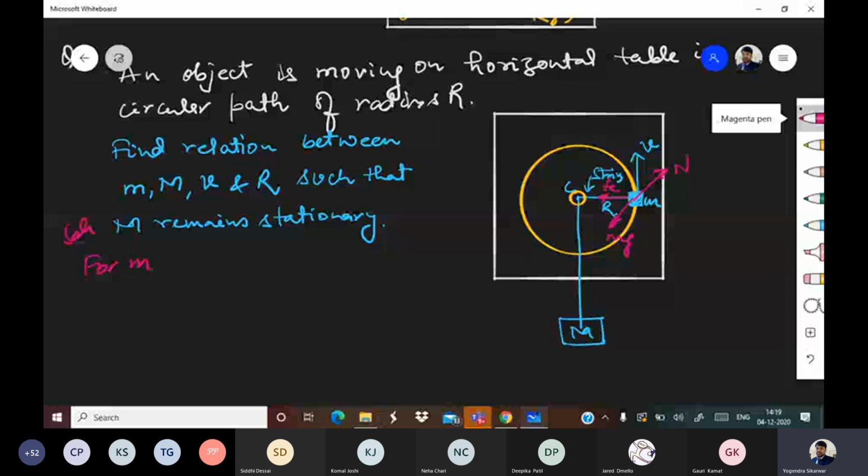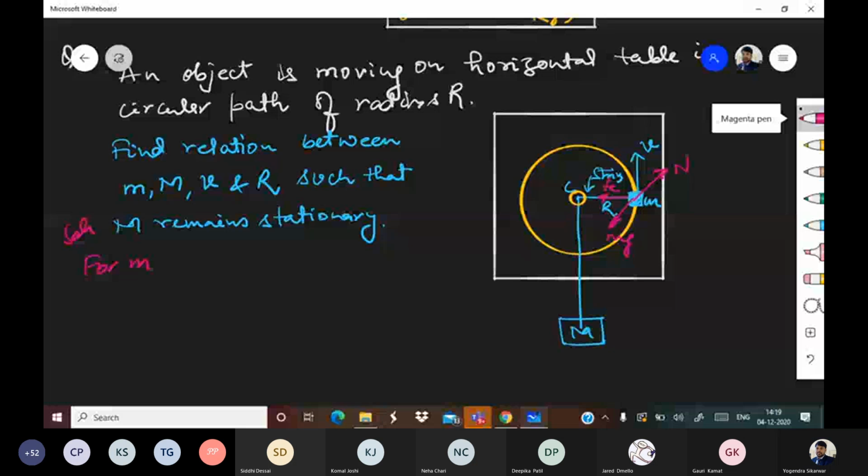Along horizontal, what you can see is Fc is centripetal force and that is provided by tension in string. So Fc is equal to mv square by r. This is equation 2.